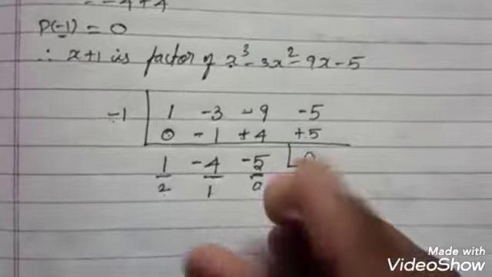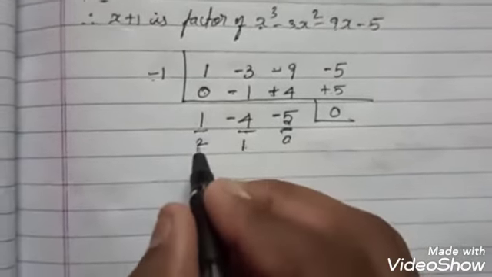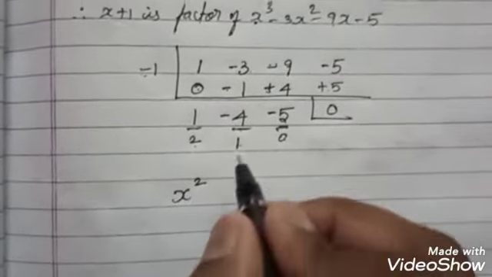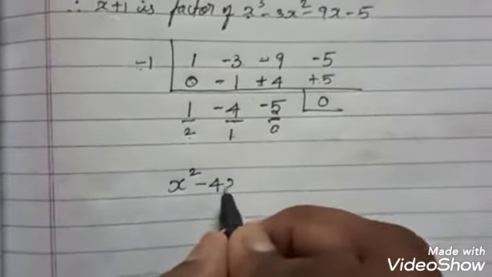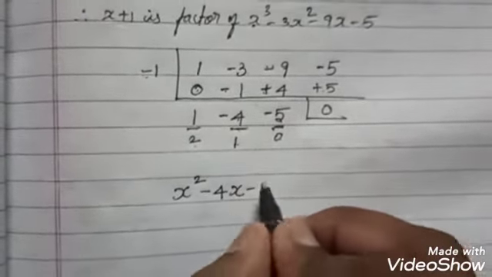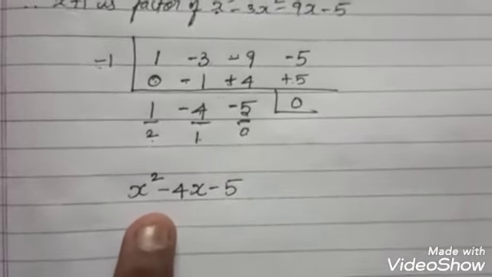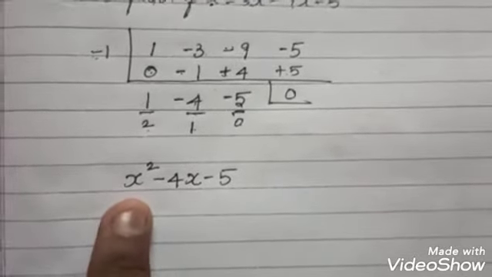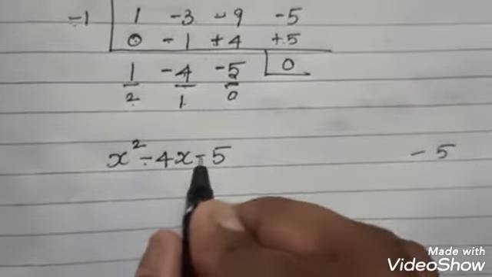This is the power. So here you write the variable x. x square minus 4 is the coefficient of x, and then minus 5. Now you see, you got the quadratic equation. By using the splitting method, you find the remaining factors. So minus 5. Here you see all the values.